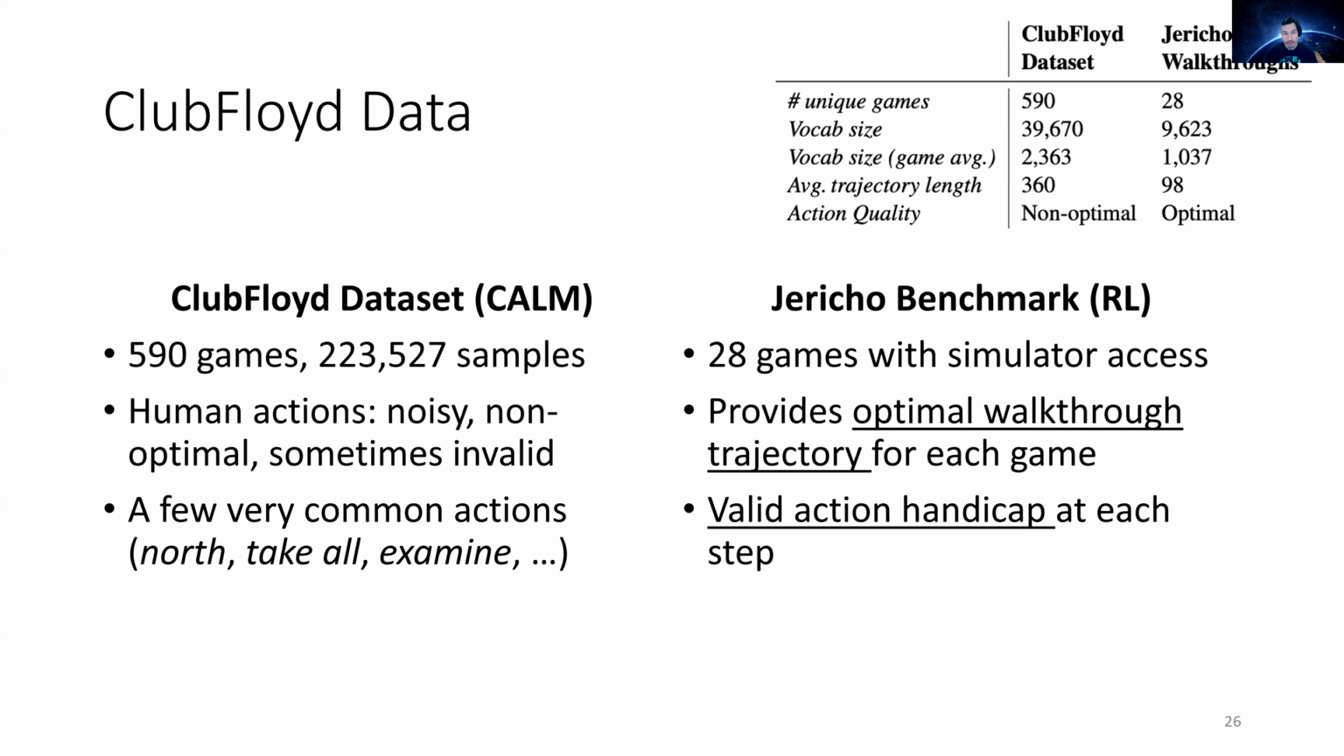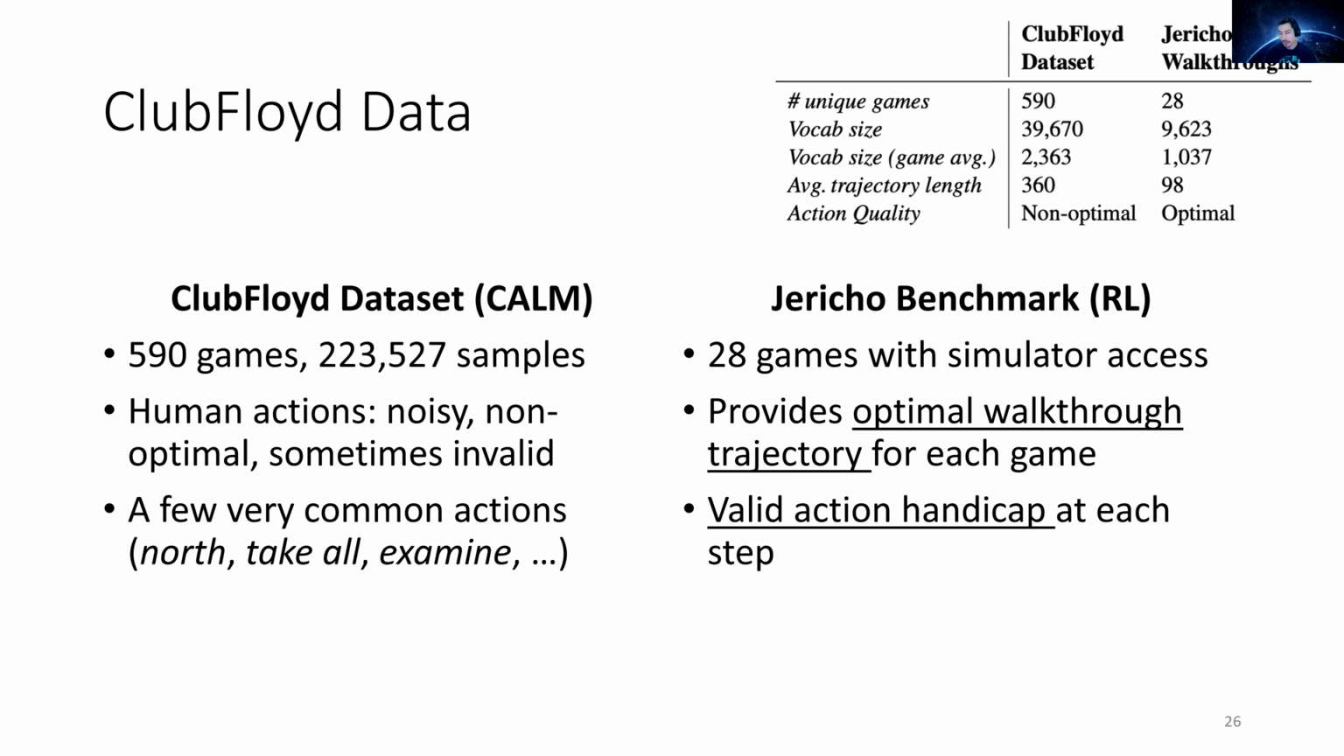In order to get training data, we collected human gameplay transcripts from a website called Club Floyd, where players would gather weekly to jointly solve a text-based game. This website has been around since 2007, and since then, over 590 different games have been played by the people, with a really diverse set of game types and game genres. It's worth noting that these human actions are somewhat noisy and are not always optimal in terms of going straight for the solution of the game, but they do have a great amount of text game common sense.